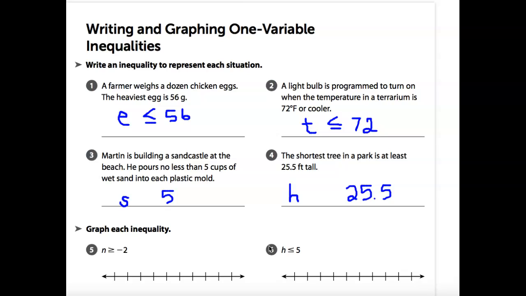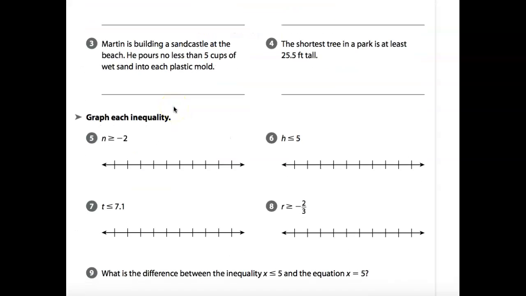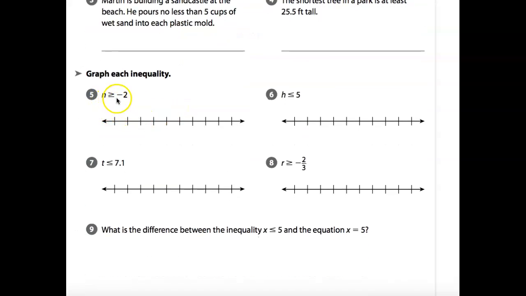Let's look at number 5. N is greater than or equal to -2. All right, okay. So let's take a look at this. N is greater than or equal to -2.